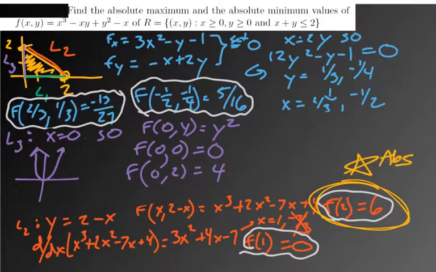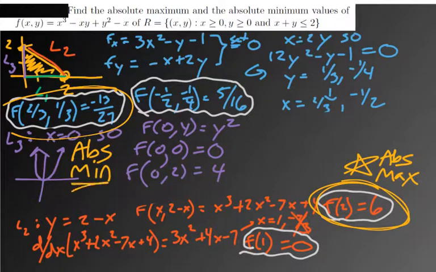If you go back through and look at this thing, 6 was the biggest we ever got, so that's my absolute max, okay? And we had 2 negative numbers. One was, I erased it, like negative 0.3 something. And this thing is like negative 0.4 something. So that one is smaller, so that is actually my absolute min.